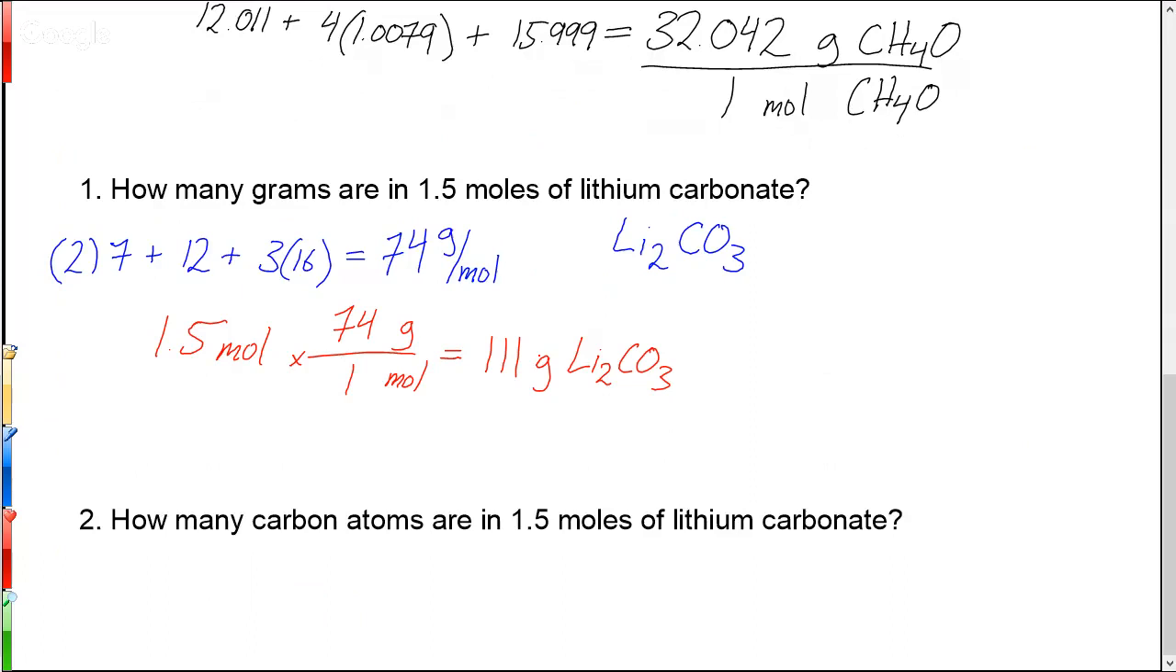So that's one way we can ask the question, talk about how many grams. So we would know then, if we were doing this as a chemical reaction, that we would need to weigh out 111 grams to be able to complete the reaction.